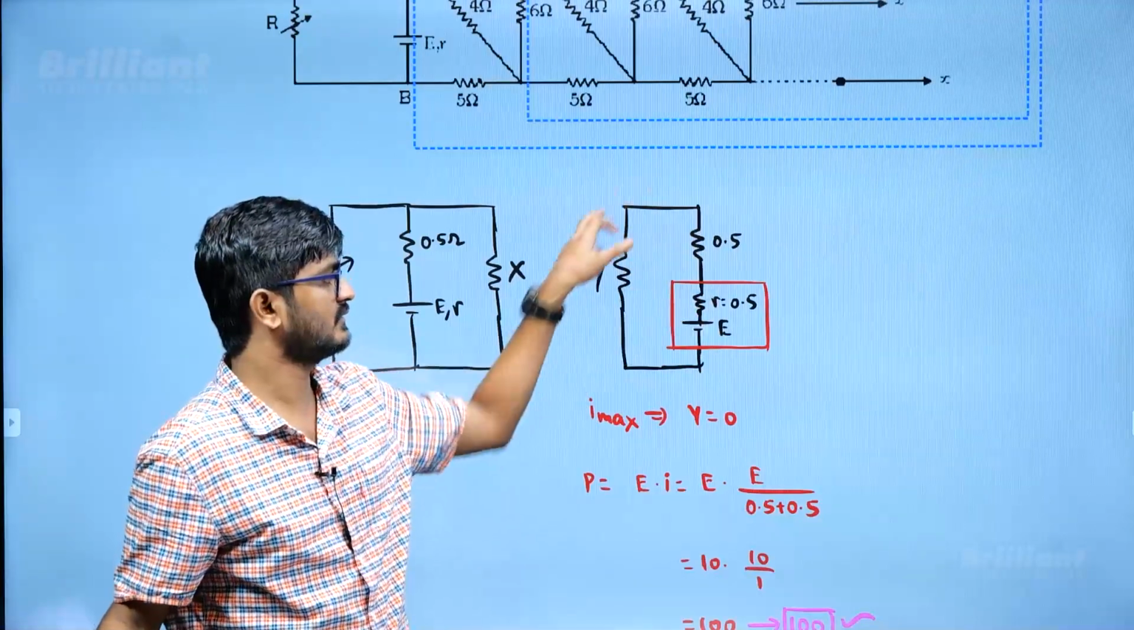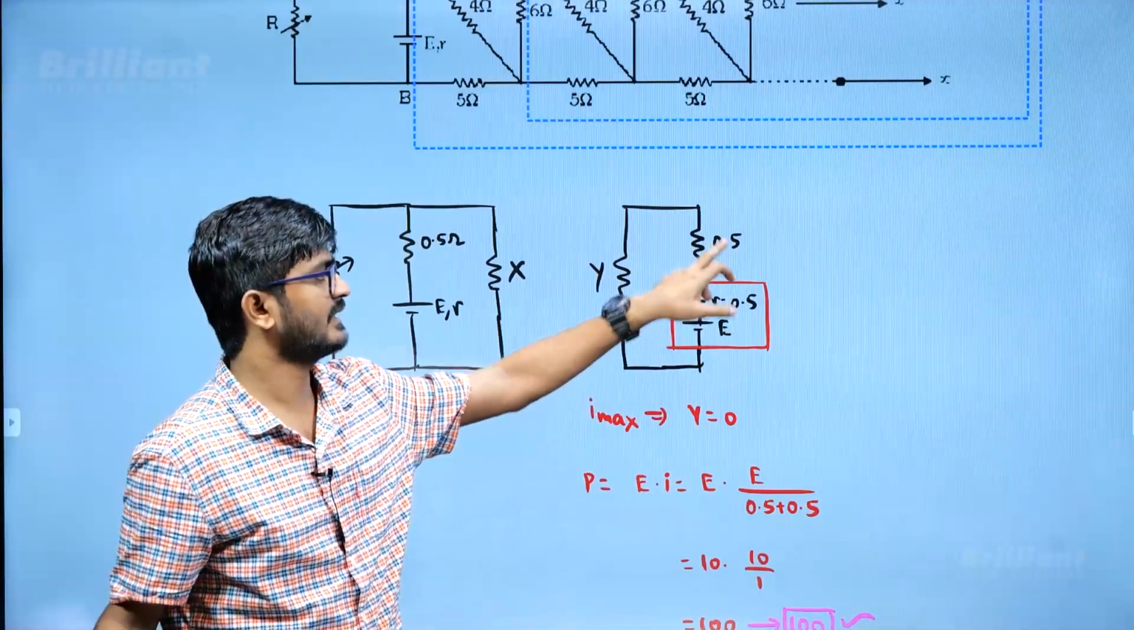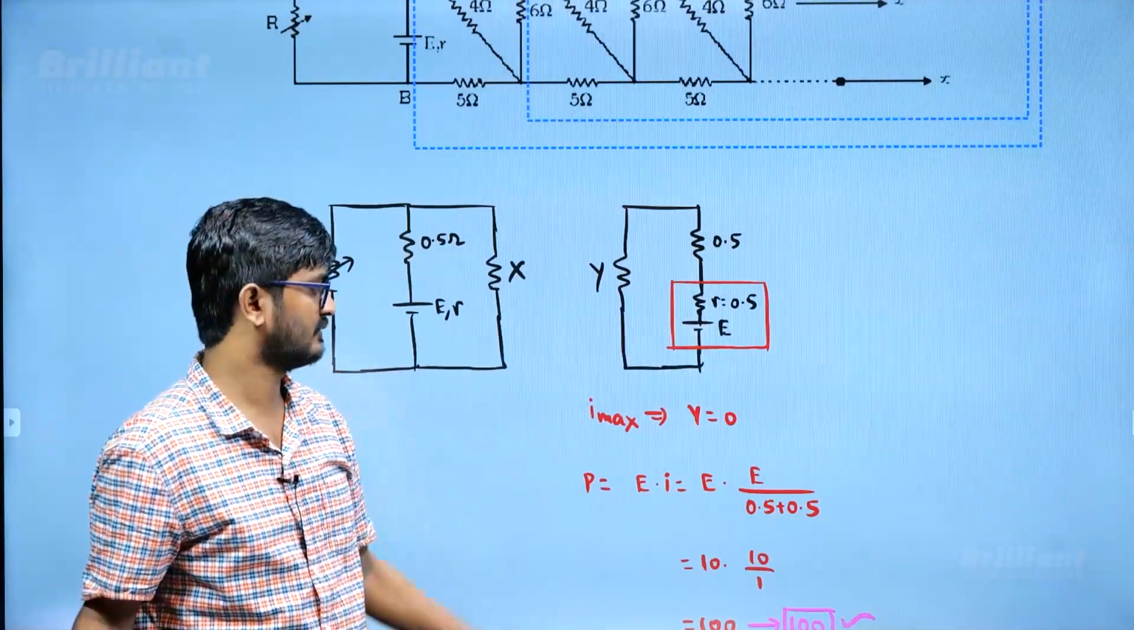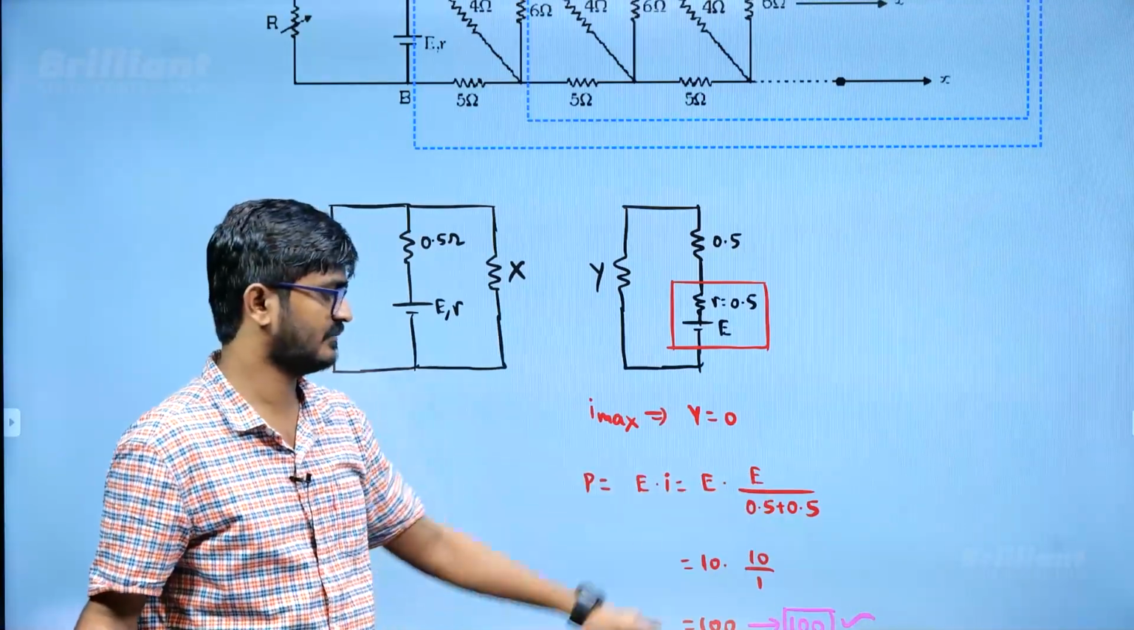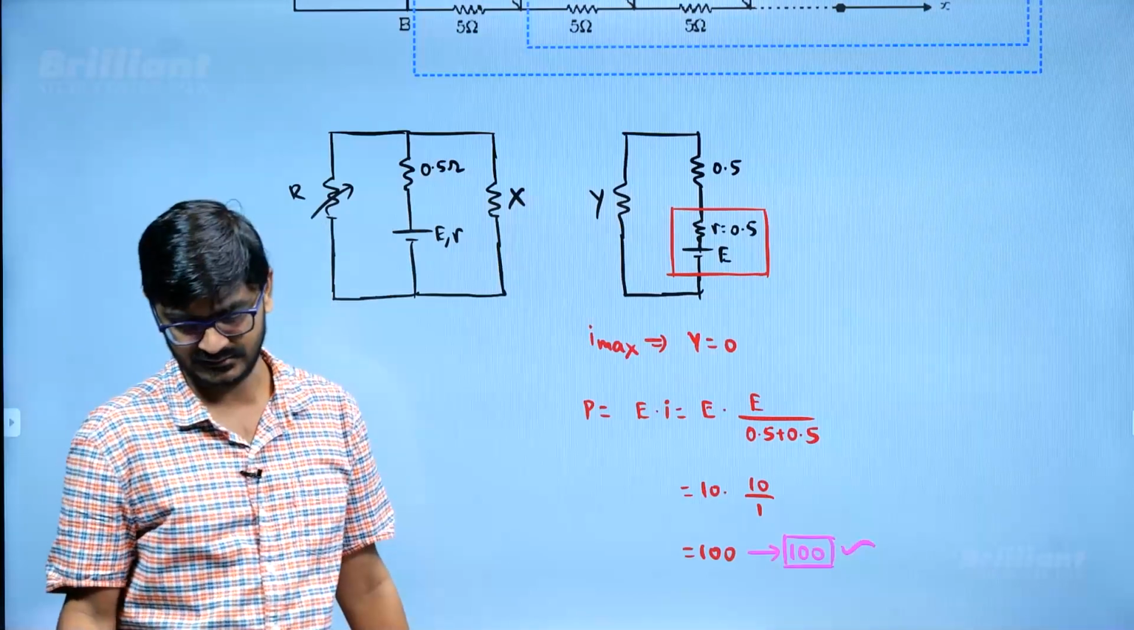So if y value is 0, you can find what is the current. Current is E by (0.5 plus 0.5). So EMF of the battery into current in the battery, current given by the battery, that will give you the answer.